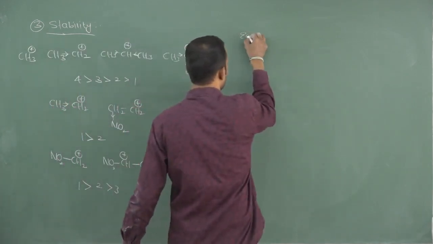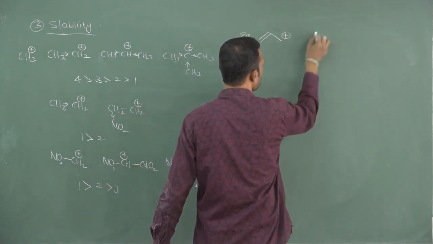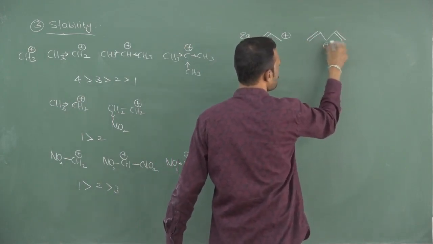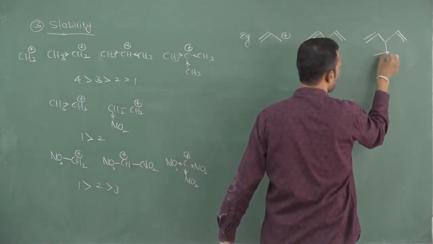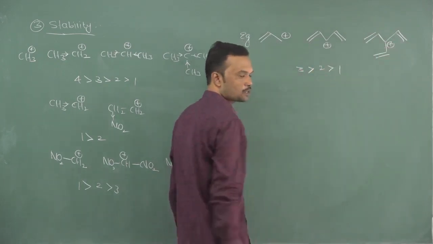And one more regarding carbocation, already one point explained. Conjugated carbocations are more stable. Now here 2 conjugations are there and here 3 conjugations are there. As the number of conjugations increases, stability increases. This point is also already explained.